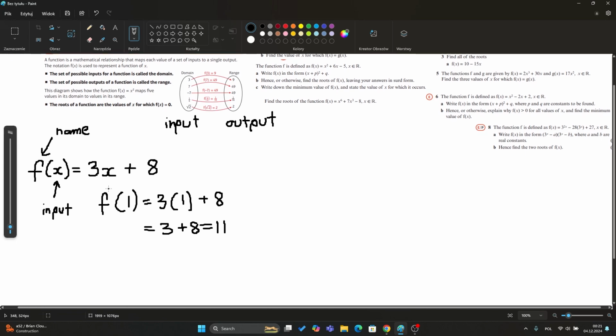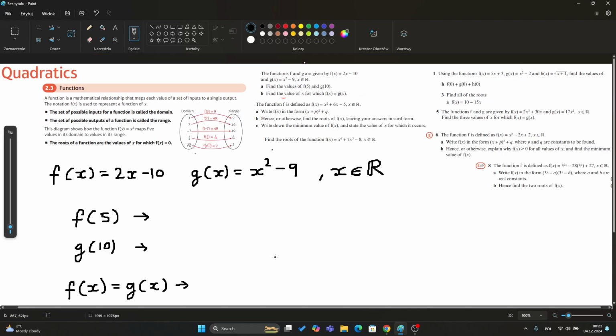So f is the name of the function, the 1 is an input of the function, and what we get from the input, we get also the output. Now input and output are called in mathematics the domain and the range, where the domain is input and the range is output. Okay, so we got functions f and g, where f is 2x minus 10 and g is x squared minus 9, and x is a set of real numbers.